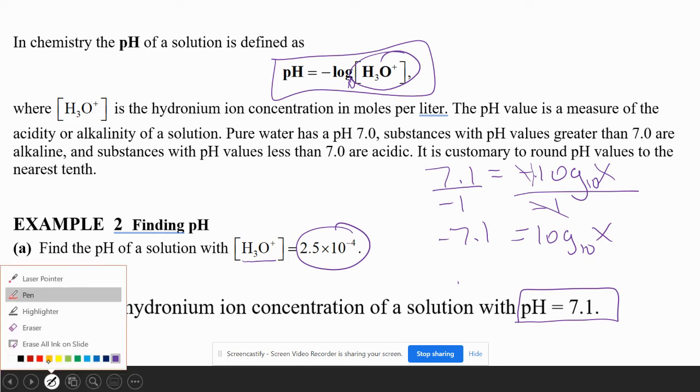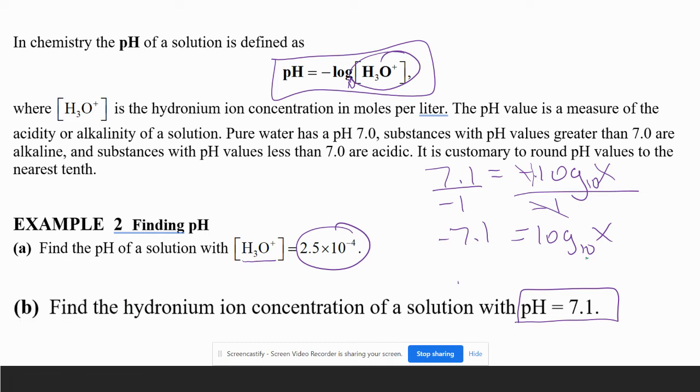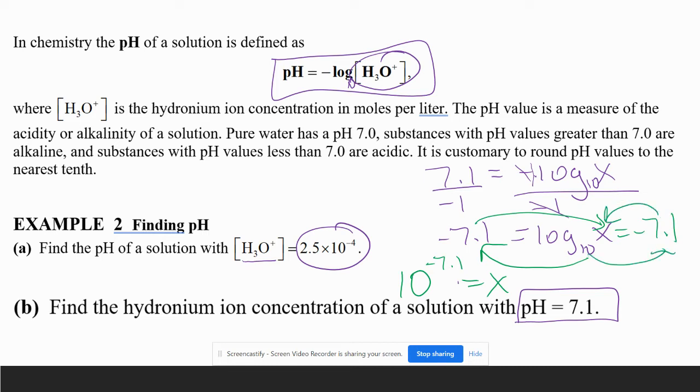So let's rewrite this in exponential form. 10 is our base, to the negative 7.1 power is equal to x. Remember, I could write the negative 7.1 on this side, so it's left, right, center, if that helps. And I just typed 10 to the negative 7.1 in my calculator.